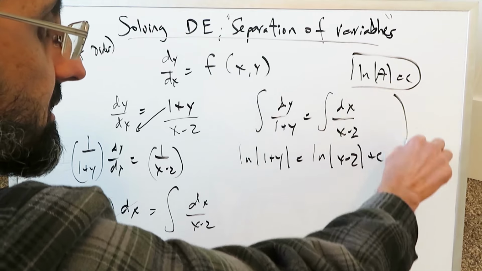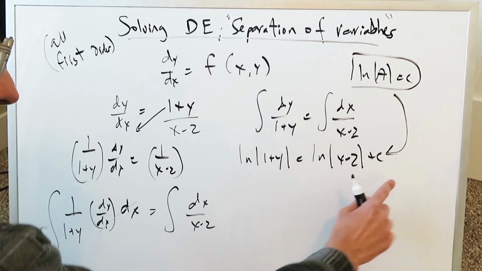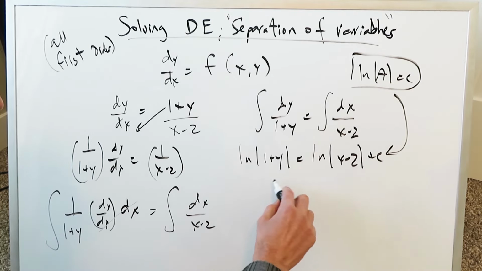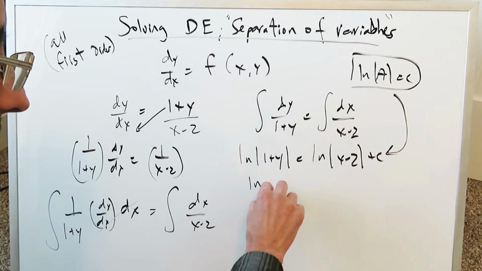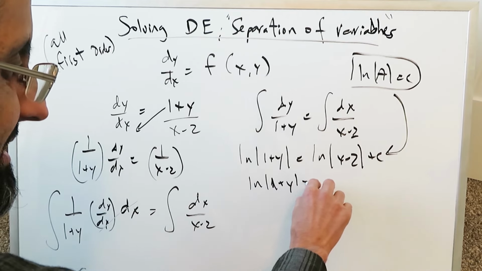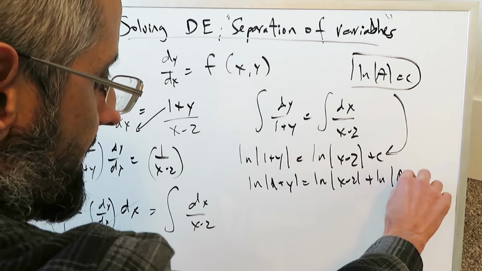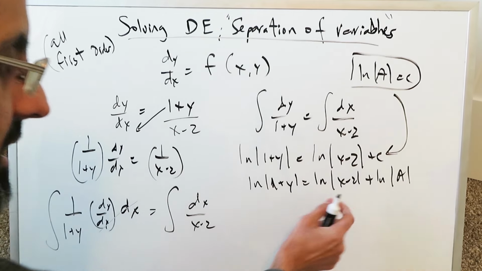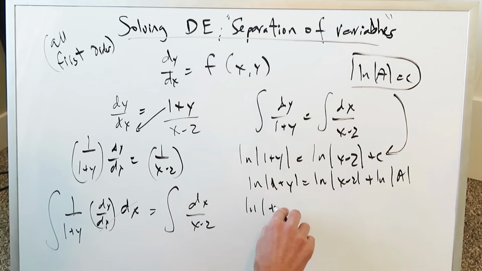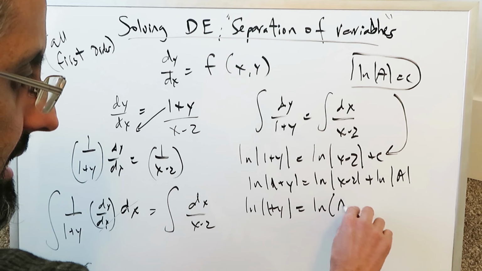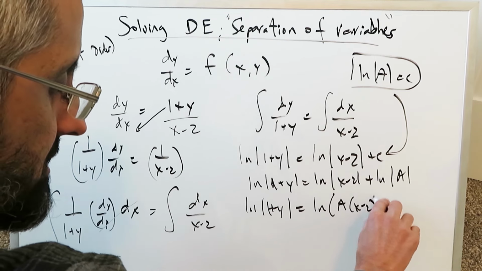This little substitution is a neat trick. You have this as your answer. You can get rid of the natural logs too by means of this little trick. Natural log 1 plus y is equal to natural log x minus 2 plus natural log of a. You can combine this under a common log. You have natural log 1 plus y is equal to natural log a times x minus 2.